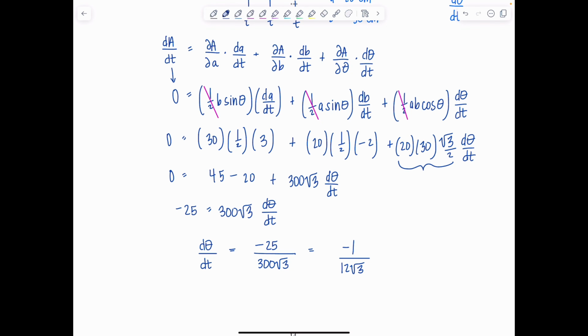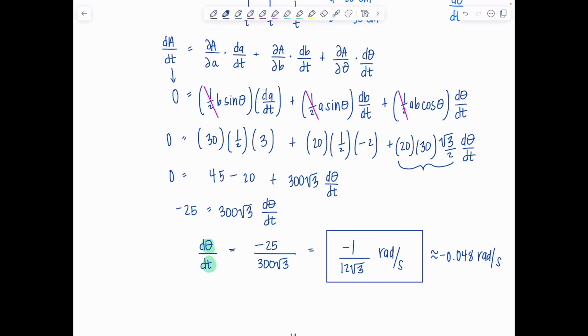And then we need units. Theta is being measured in radians always when we're in calculus, and t is in seconds. So this is radians per second. I always want the exact answer unless specified otherwise. So they needed this. If they wanted a decimal, the problem didn't ask for it, but it's about negative 0.048 radians per second. You could say the angle is decreasing at 1 over 12 root 3 radians per second, but you would have to write the word decreasing if you leave off the minus sign.